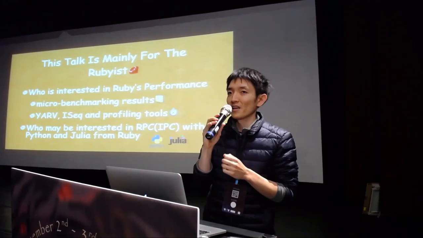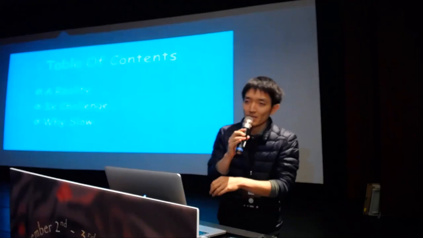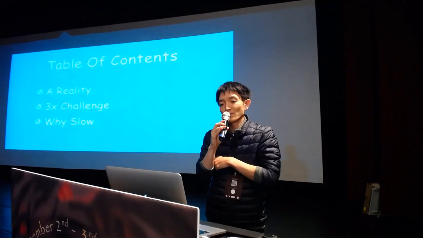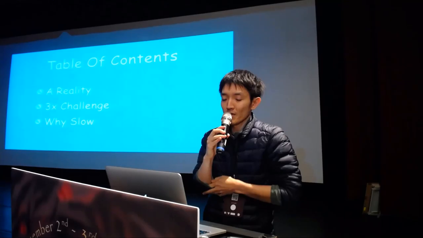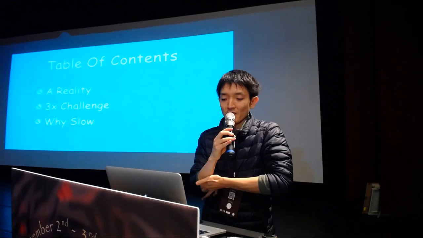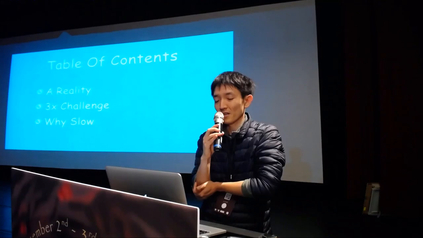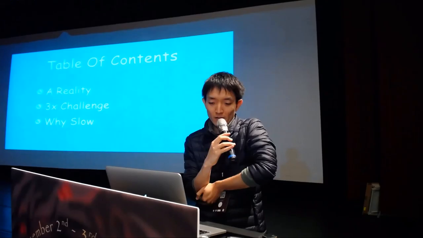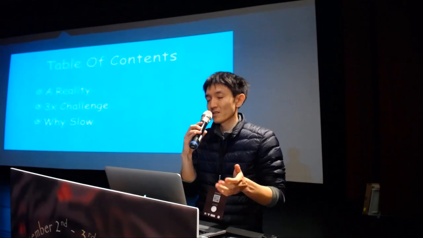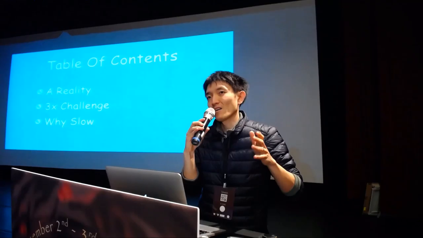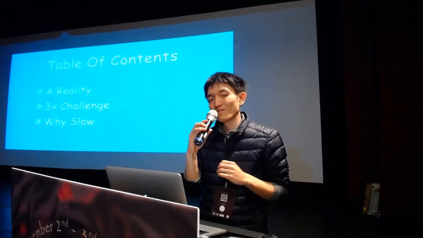Okay, the table of contents. I will roughly talk about three sections. The first section describes the problem I encountered throughout my challenges. The next section is about the 3x challenge. This is the part where I made some effort, coded and created some gems, and worked around the problem. The last part is the "whys" of it. Because the 3x challenge was not complete, I had to look more deeply into the Ruby MRI core, so throughout that process, I will explain what I found and what the problem was.